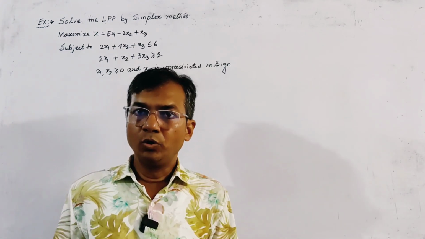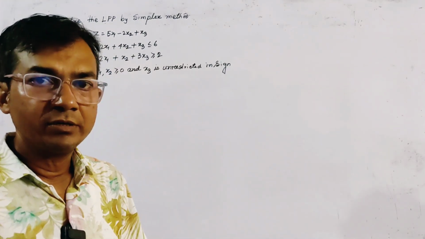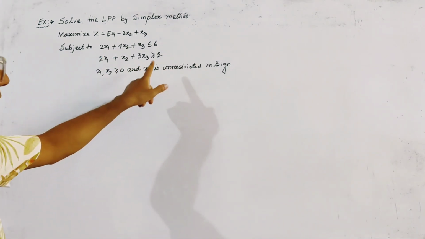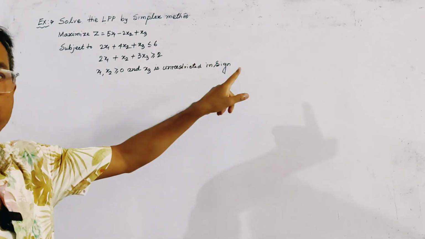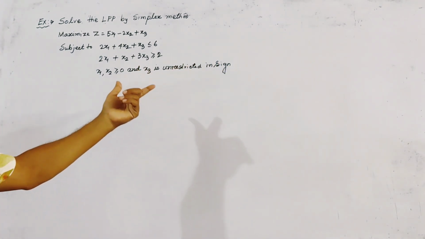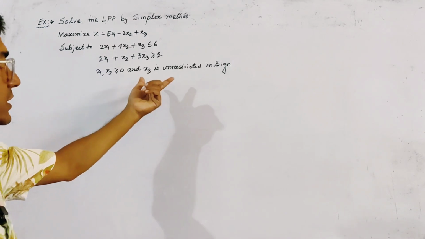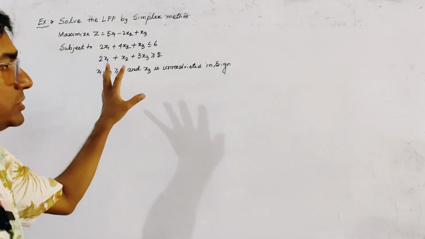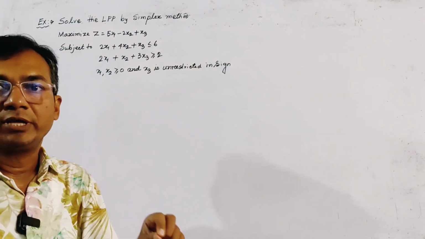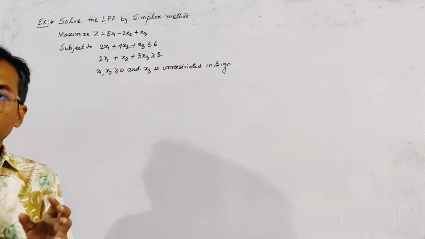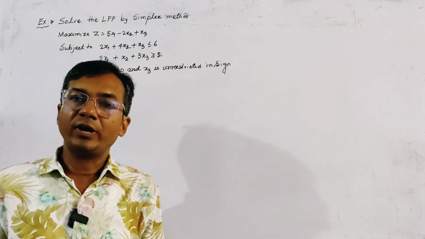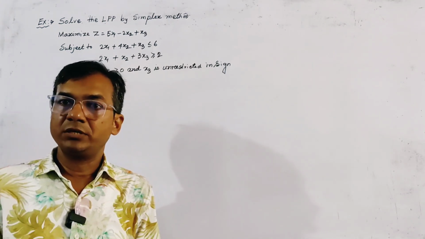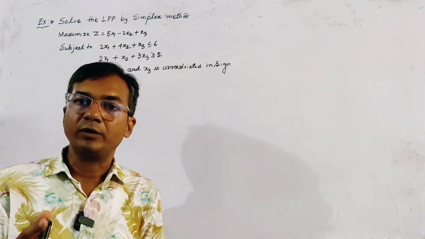In this lecture, we solve an LPP by simplex method with a variable that is unrestricted in sign. That is, when a variable of an LPP is unrestricted in sign, we are going to discuss how to solve this type of LPP by simplex method. And we know that when we solve an LPP by simplex method, we must transform it into standard form.